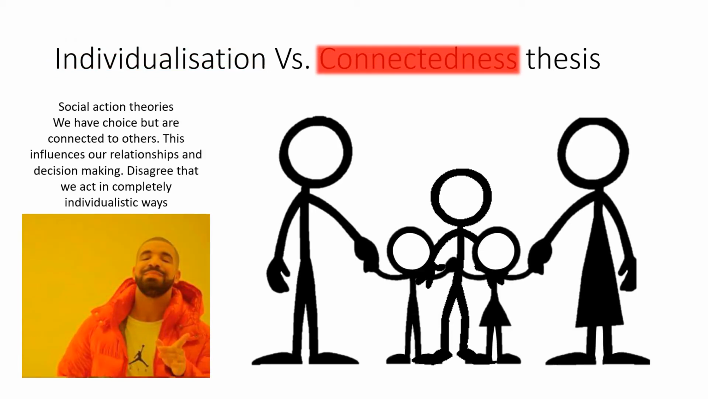The connectedness thesis, though, that's where personal life fits in a bit more, and social action theory fits in, is that we have choice, but we are connected to other people. So we are linked to other people, our family members, our friends, our relatives, our employers, boyfriends, girlfriends. We are all connected, we are tied together. And again, we have freedom, we can make choices, we can do what we want within the bounds and within the framework of that connectedness thesis and those connections.